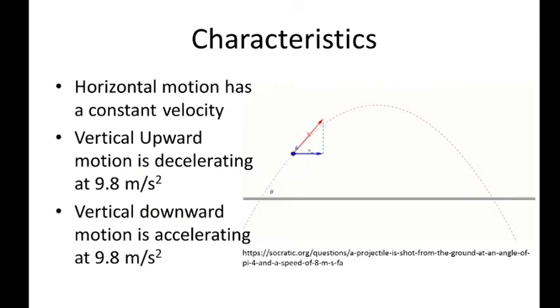So the characteristics of a projectile motion 2 is that the same as with projectile motion 1, the horizontal motion has a constant velocity, and then the vertical upward motion is decelerating, meaning to say the velocity decreases. This y component here of the velocity decreases by 9.8 meters per second for every second until it reaches the highest point wherein the vertical velocity is 0, and then when it starts to move downward, the vertical velocity increases by 9.8 meters per second squared.